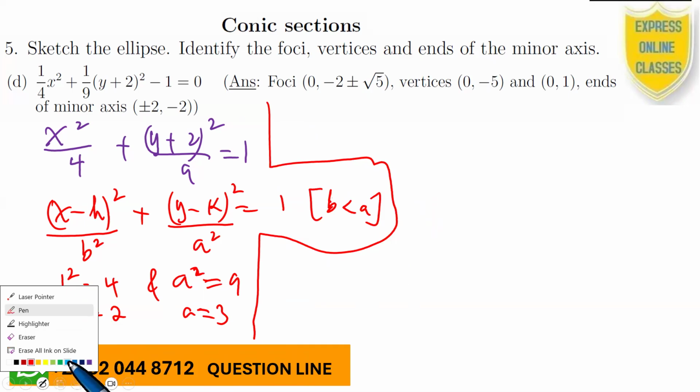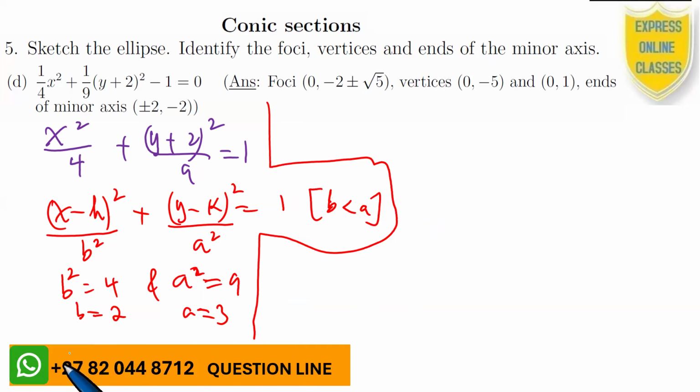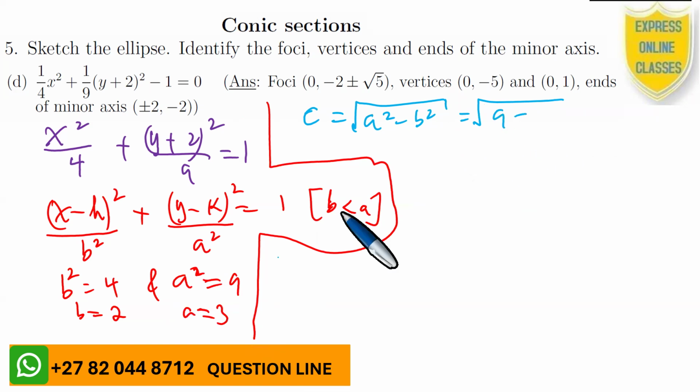But for us to find the foci, we need to know the center. For us to find the foci also, we must know the formula. C is equal to what? The square root of a squared minus b squared. A squared is 9, and b squared is 4, giving us square root of 5. But for us to find the foci, we must also know the center of the ellipse.